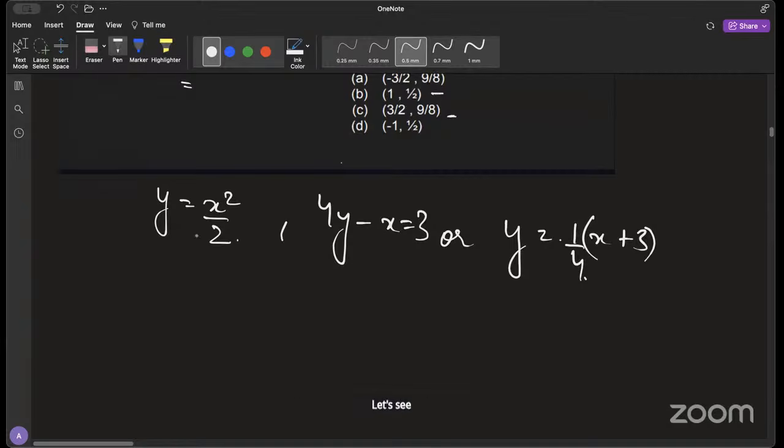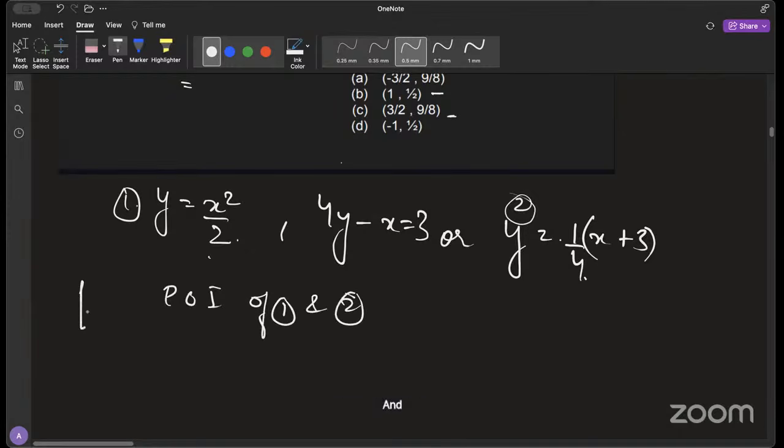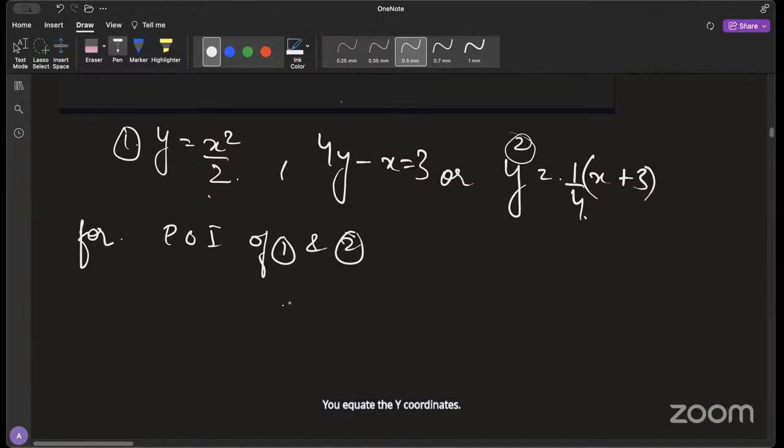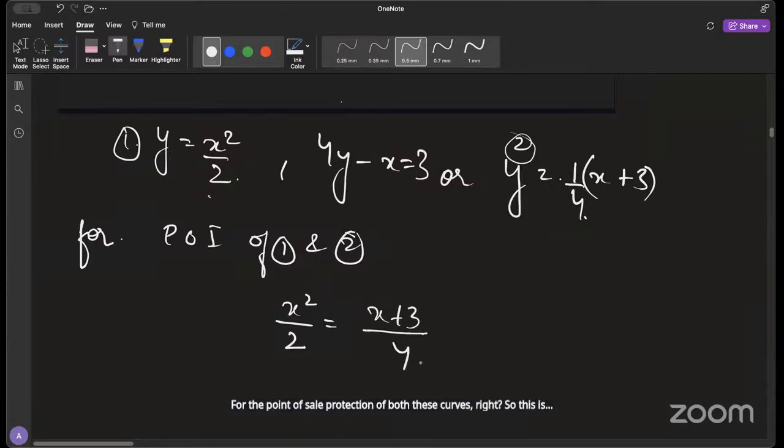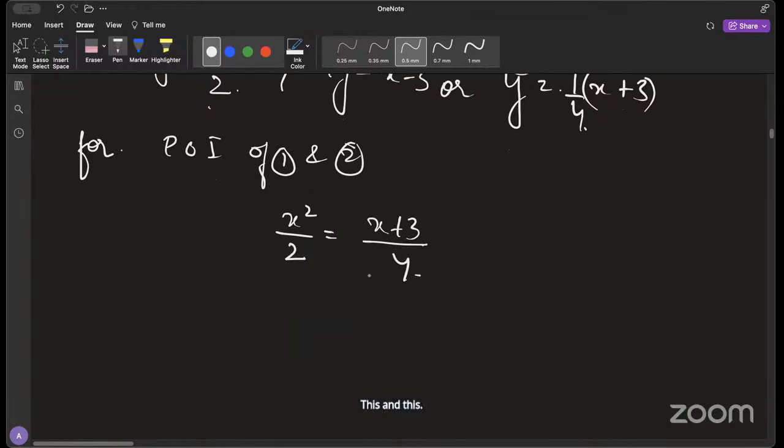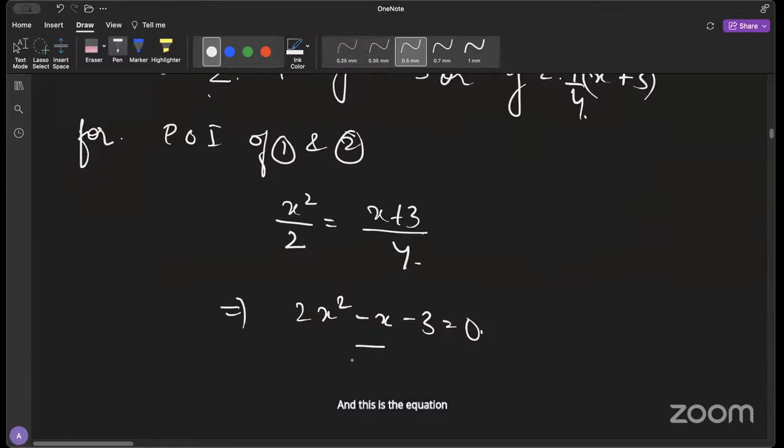Let's see. So you have to find the point of intersection of this curve and this curve. The point of intersection of 1 and 2, you equate the y coordinates, because the y coordinate should be the same for the point of intersection of both these curves, right? So from here you'll have 2x squared minus x minus 3 equals 0, right? We have just simplified this, and this is the quadratic equation that we get.